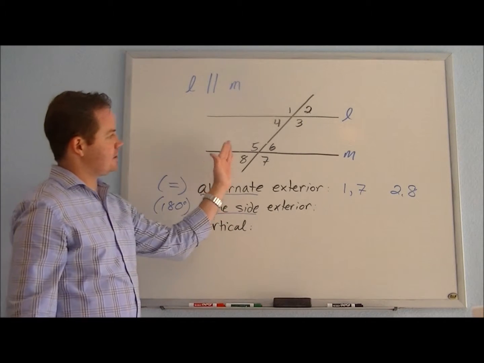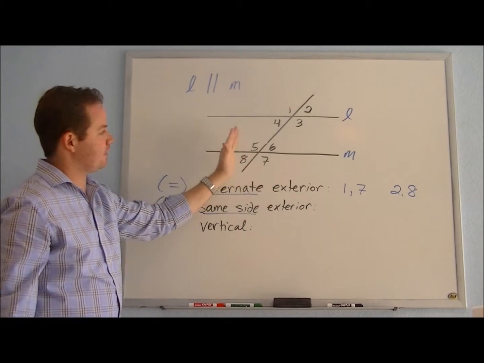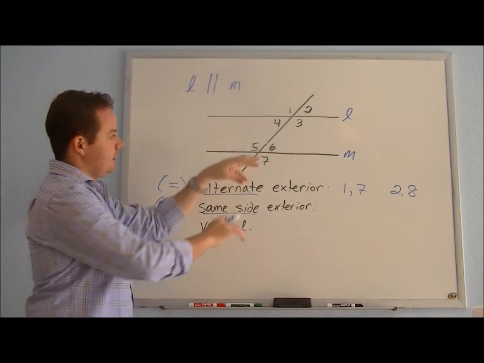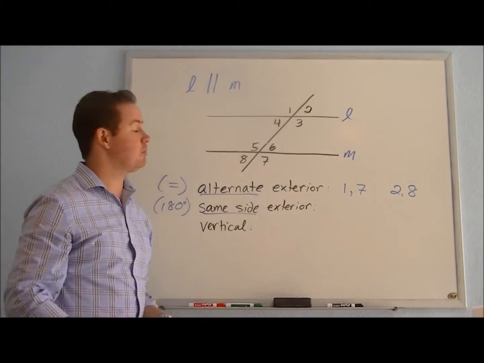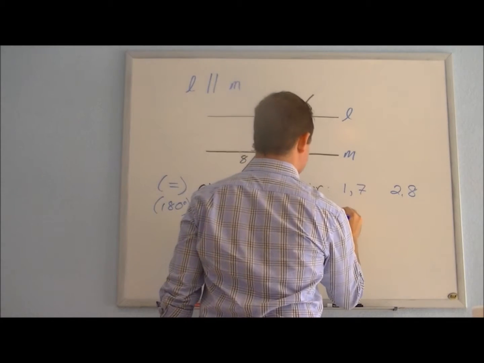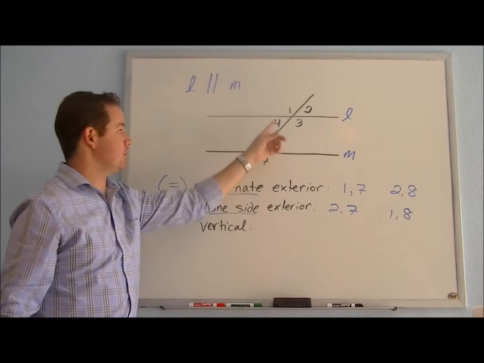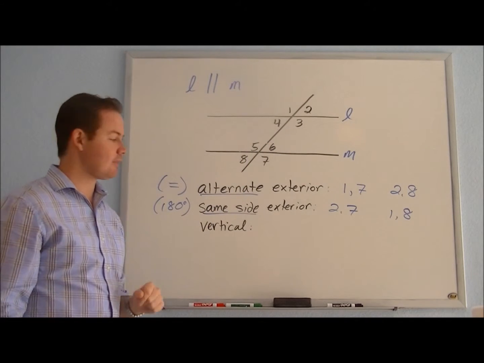So here, if we look at the same side of the transversal, angle 2 and angle 7 are on the same side of the transversal, and they're on the exterior sides of the parallel lines. So those would be same side exterior angles. 2 and 7, and we see 1 and 8 would follow those same rules.